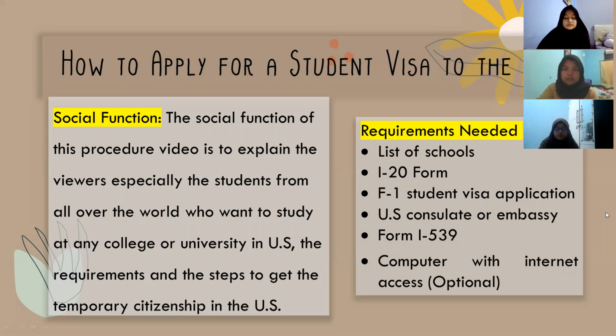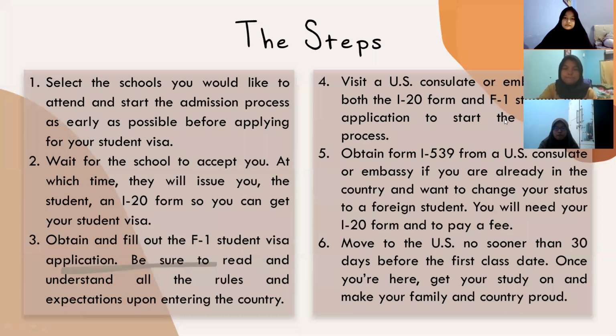The requirements needed: first, list of schools. Then I-20 form, F1 student visa application, US consulate or embassy, form I-539, and computer with internet access is optional. The steps. First, select the school you would like to attend and start the admission process as early as possible before applying for your student visa.